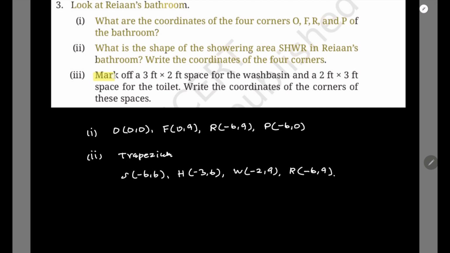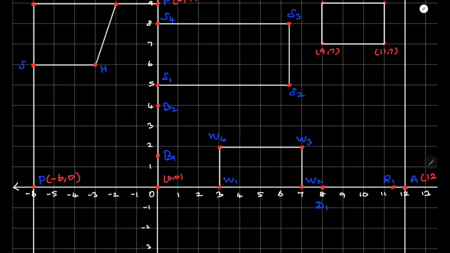Third question is, mark off 3 feet by 2 feet space for the wash basin and 2 feet by 3 feet space for the toilet. Write the coordinates of the corners of these spaces. So we have to form a wash basin 3 feet by 2 feet. So P is one coordinate, and this is one coordinate, this is one coordinate and this is one coordinate. Now these four are the coordinates of the wash basin. The first coordinate is minus 6, 0, then minus 3, 0, then minus 3, 2 and minus 6, 2. So these four are the coordinates of the wash basin area.